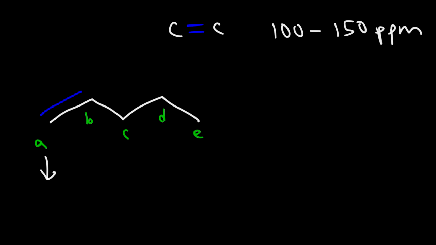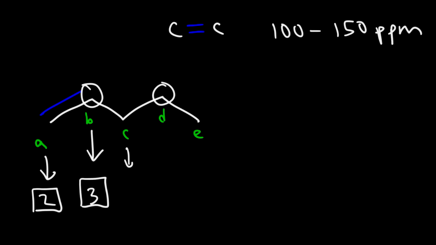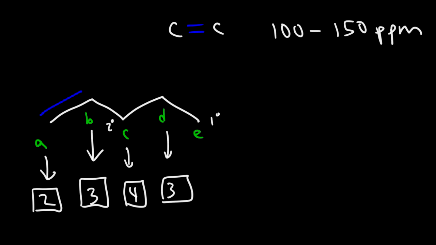Carbon A is next to a secondary carbon. It has a score value of 2. Carbon B is going to have a score value of 3. This is primary and this is secondary. Carbon C is between 2 secondary carbons, so that's a score value of 4. And then for D, it's between a secondary and a primary. That's a score value of 3. And for E, it's adjacent to a secondary carbon, giving it a score value of 2.